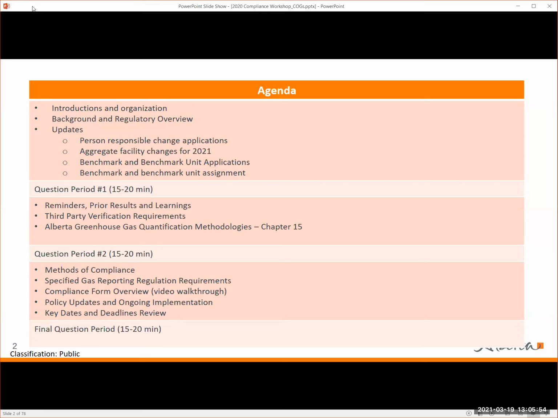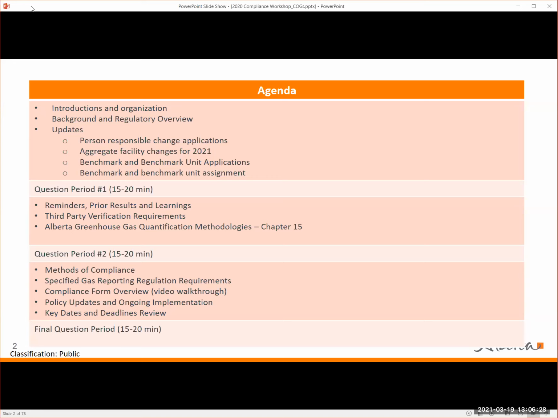We'll give an overview of third-party verification requirements. We'll give an overview of the Alberta greenhouse gas quantification methodologies, specifically Chapter 15, which is the chapter that deals with aggregate facility quantification. We'll take another brief pause to catch up on questions. Then we'll jump into an overview of methods of compliance, including some details on remitting compliance payments and submissions.